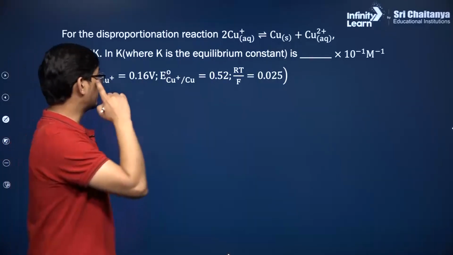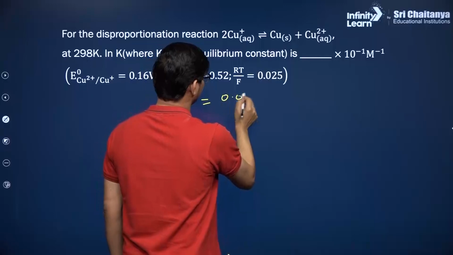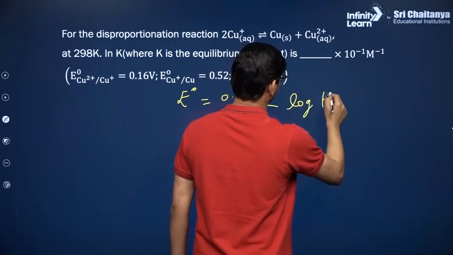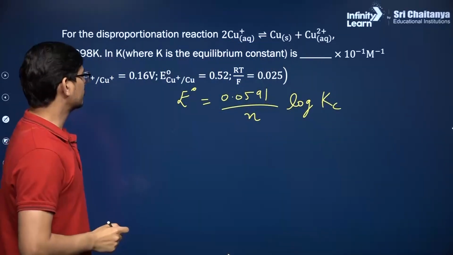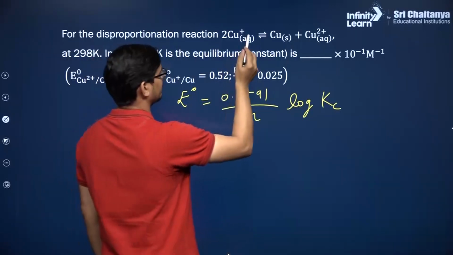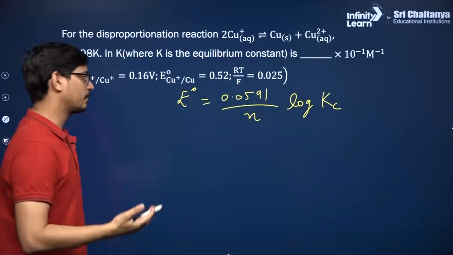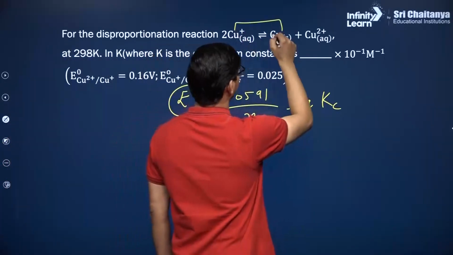For the disproportionation reaction, equilibrium constant is, so we know that E naught is 0.0591 divided by n log Kc. They are asking about the equilibrium constant, right? So you just have to put n. n is here 1, right? Because one electron is being transferred from one copper to another. E naught you have to find out. Copper is reducing to copper 0.